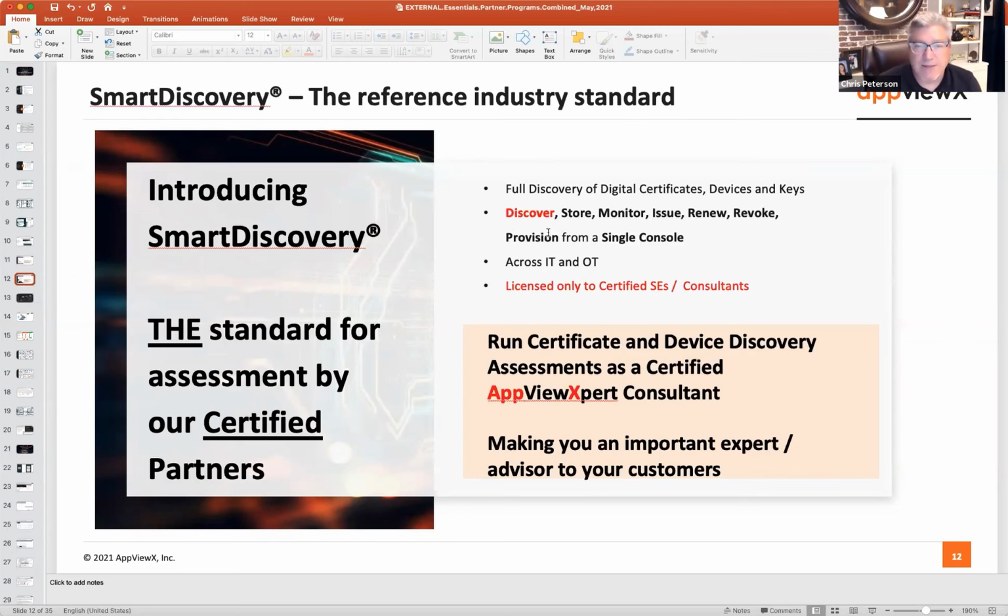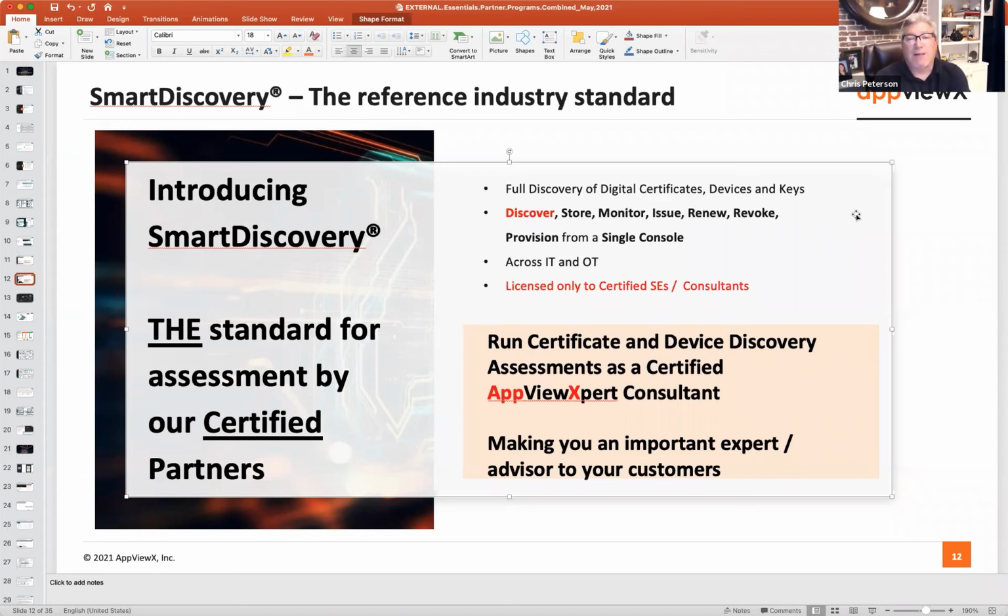One thing that I mentioned on the last slide is discovery, and I'm very excited to announce that we will be introducing a smart discovery tool. Availability is late June, and this is the standard for those organizations, those resellers or systems integrators that are doing assessment. Now, the great thing about this tool is it does full discovery of all certificates and all devices, regardless of whether they're on-prem, in a private cloud, or in the public cloud.